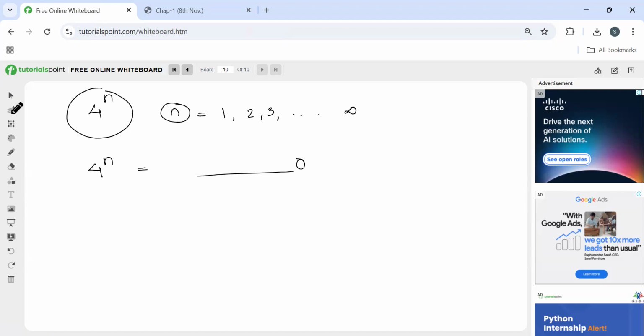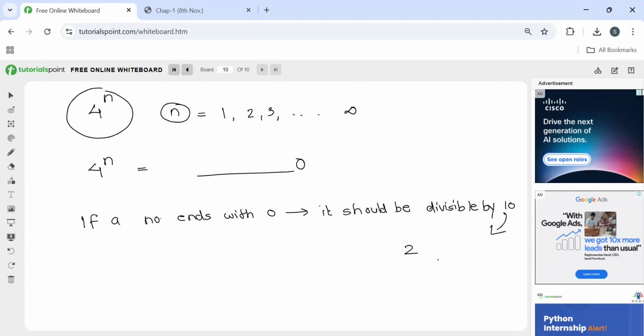That is the question. So, you need to understand that if a number ends with 0, it should be divisible by 10, which means it should be divisible by 2 and 5 both. It should be divisible by 10 also means that it should be divisible by 2 and 5 both. Okay.